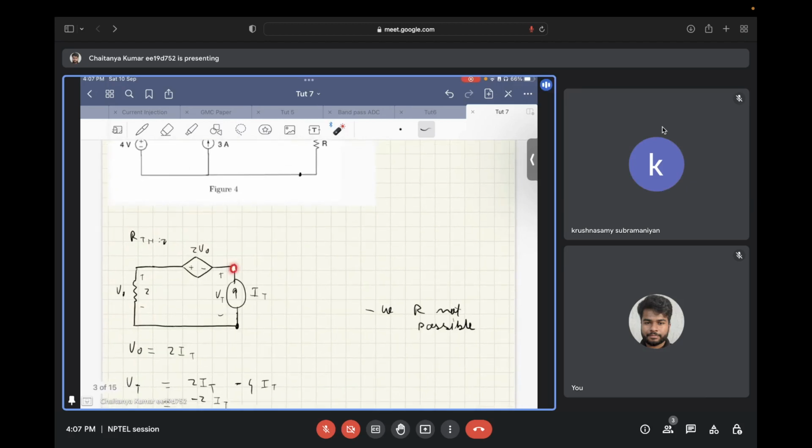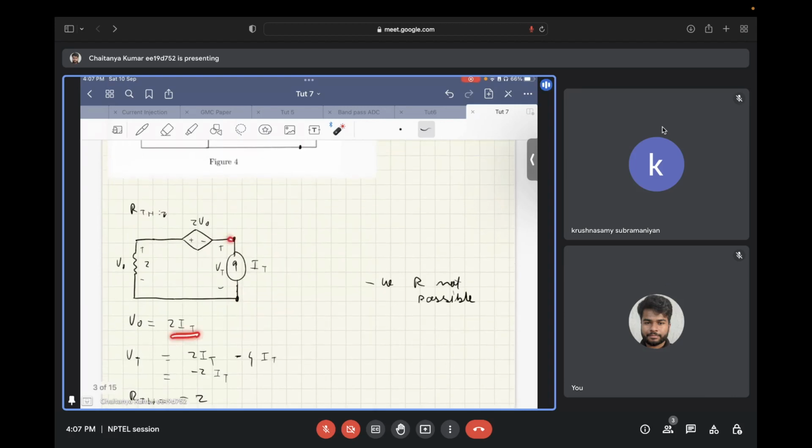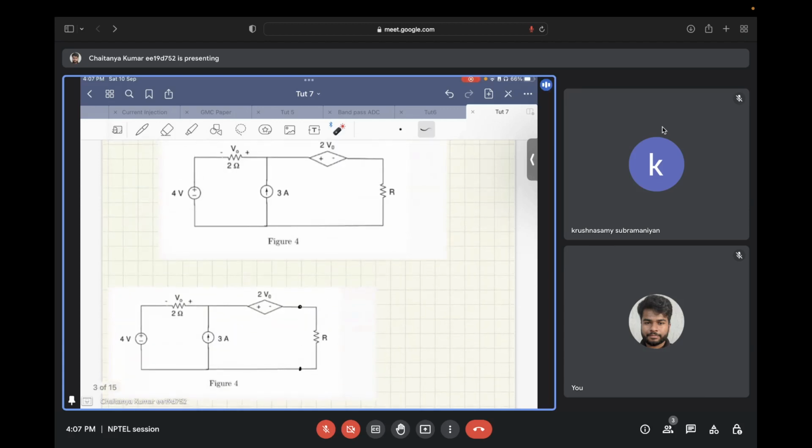So, if we apply a test current into this node, we get V naught flowing through it. V naught is equal to 2 IT, as IT is the current that flows through all the nodes in this branch. Hence VT, the test voltage developed at the output of this network, is 2 IT minus 4 IT. The minus 4 IT is due to this dependent voltage source over here. And now we get RTH equal to minus 2. So we cannot realize a negative resistance using a passive resistor.